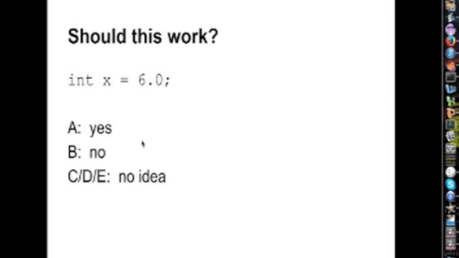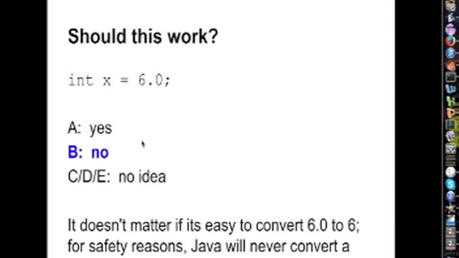Let's try another one of these. Should this work? int x equals 6.0. Yes or no? Go ahead and answer this on Moodle and come back. If you said no, then you're correct. This also won't work. Now, you and I are smart. We can look at this and say, well, 6.0, that's a double, but it's very close to 6. In fact, it's exactly 6 with some decimal stuff.